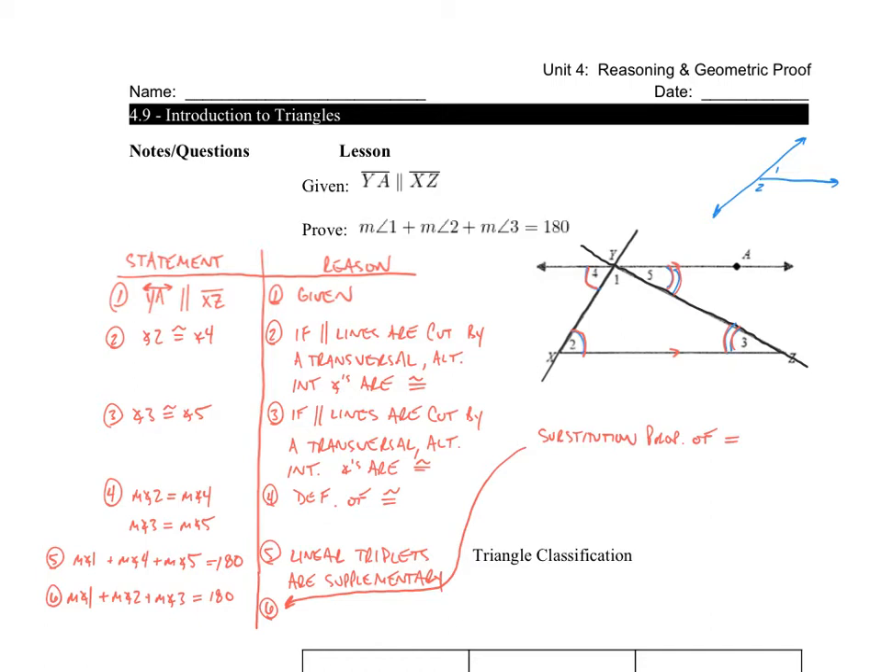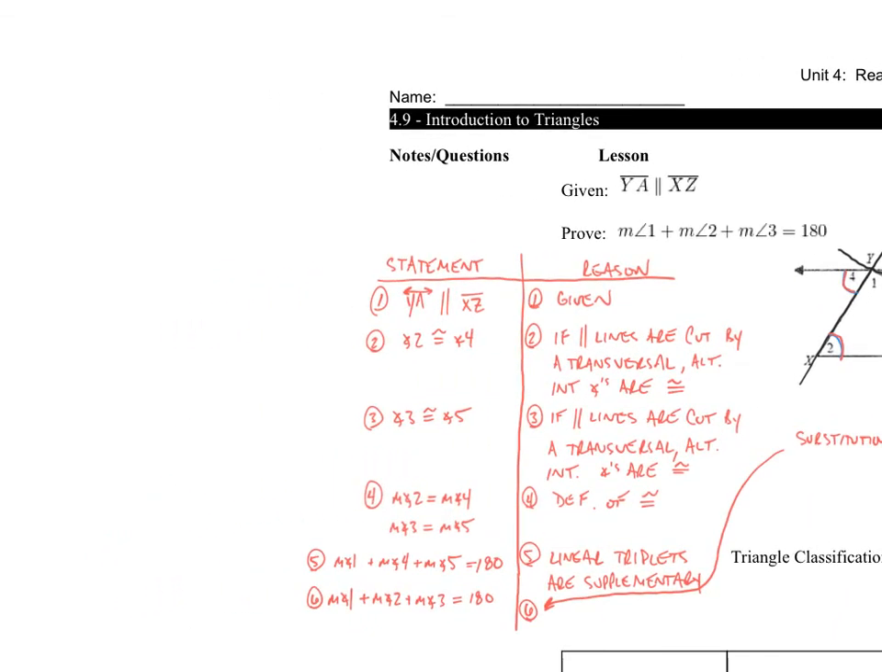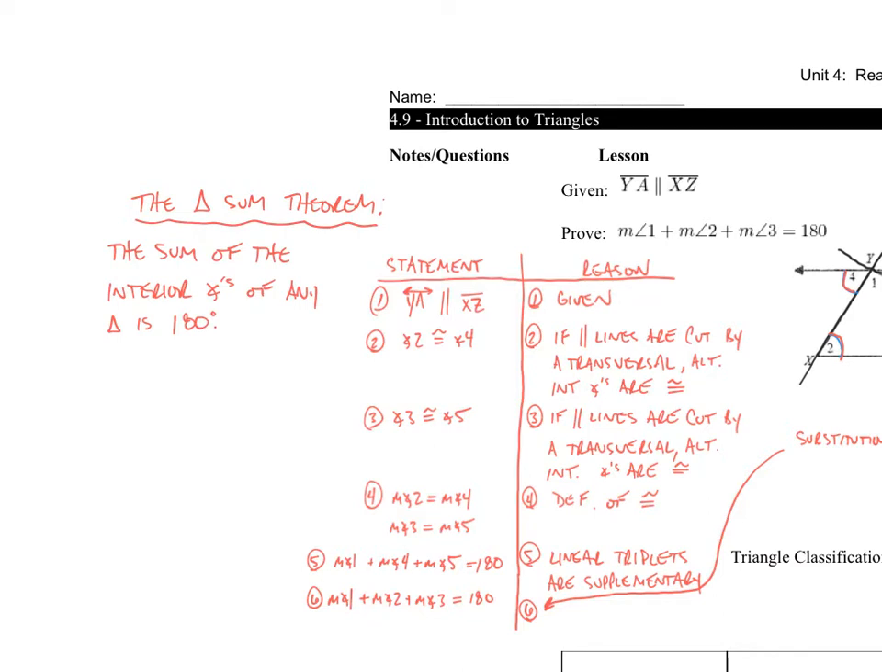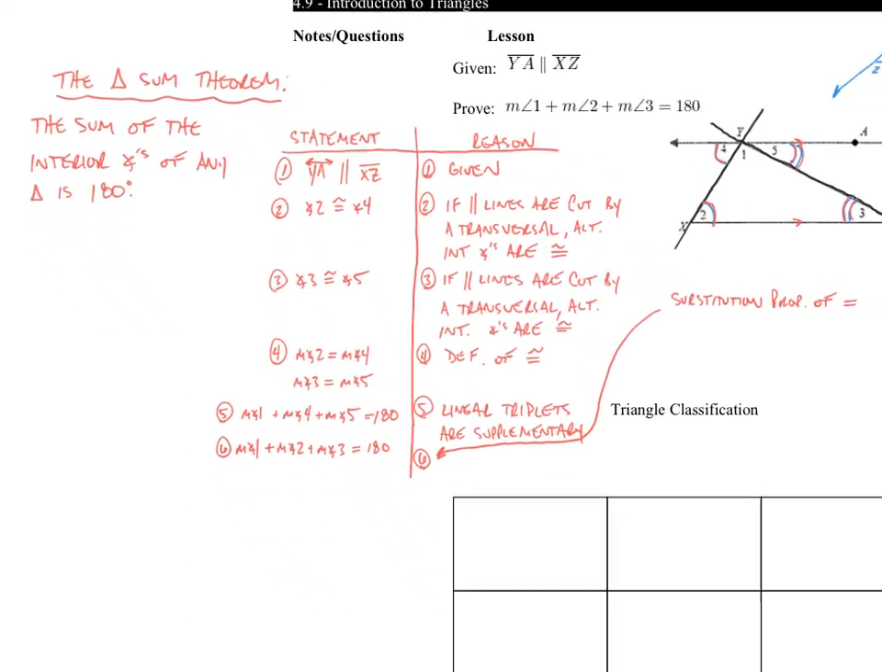And that leads to a really important theorem, which we call the Triangle Sum Theorem. So we should probably make a note of that. What the Triangle Sum Theorem says is what we just proved to be true: the sum of the interior angles of a triangle, any triangle, is 180 degrees. I said any triangle because there are a lot of different types of triangles, but as long as you've got 3 sides and 3 interior angles, it's a triangle, and those interior angles add up to 180 degrees, which is what we just proved.